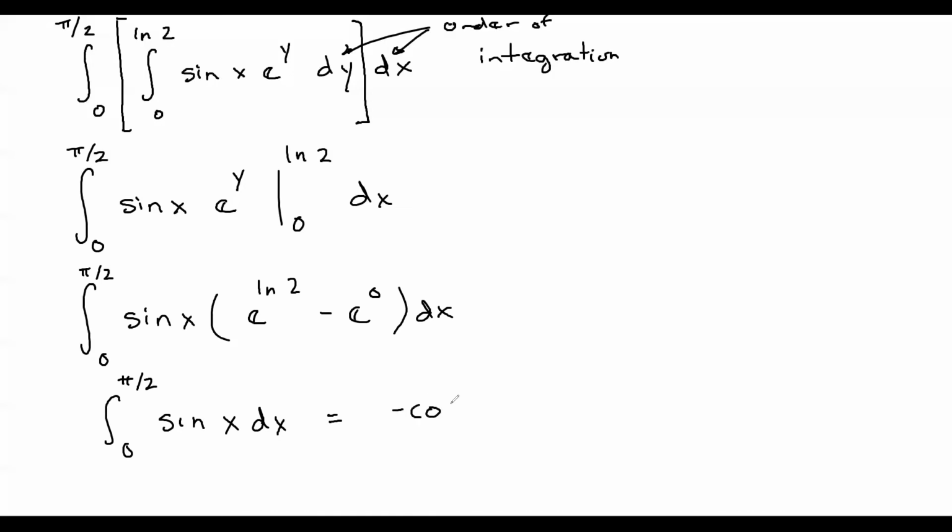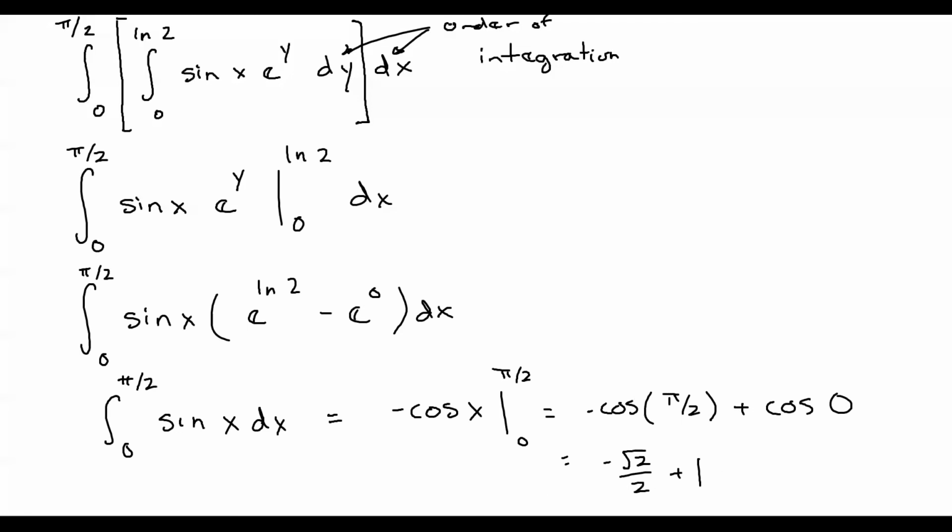All right, so it's the antiderivative of sine. It's going to be negative cosine x, evaluated from 0 to pi over 2. So we're going to get negative cosine of pi over 2 minus another minus, so plus cosine of 0. So this is negative root 2 over 2 plus 1. Okay, and so that would be the value that we ended up getting.